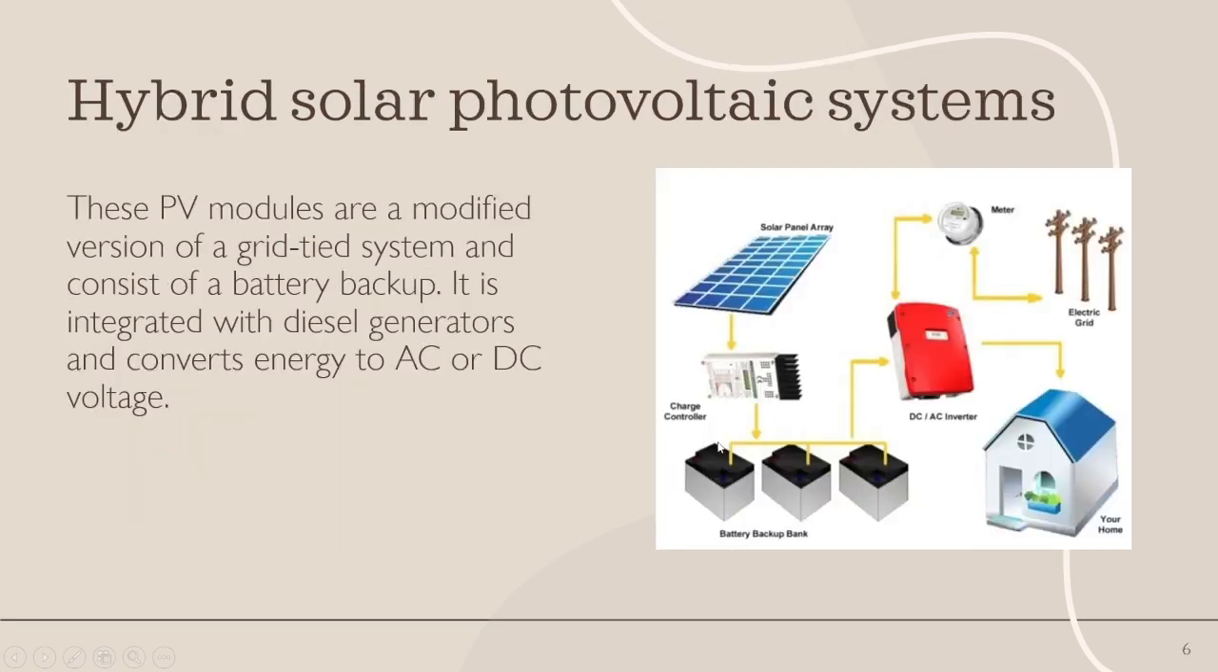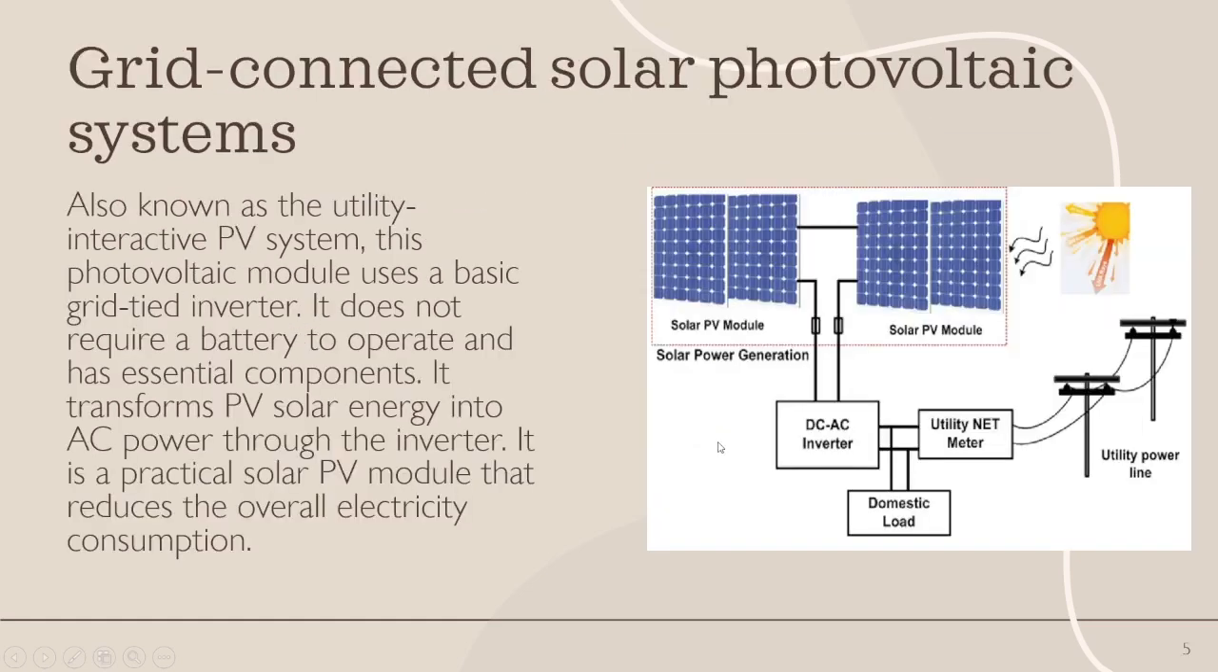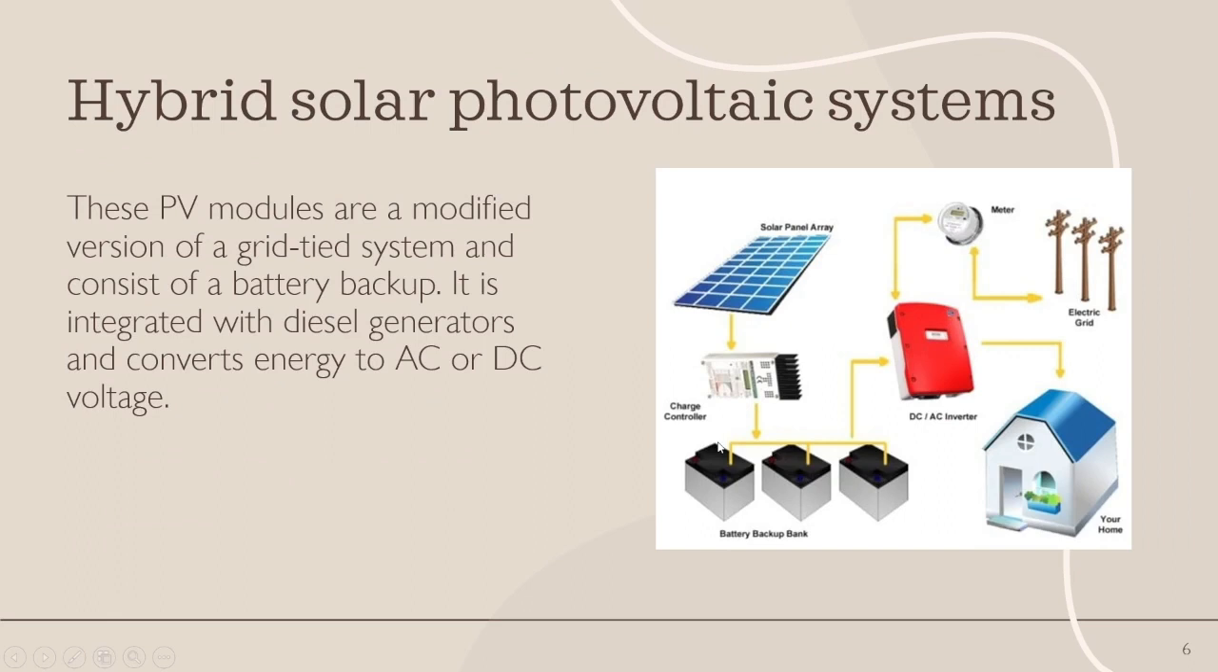Next we have the hybrid solar photovoltaic system. These PV modules are a modified version of a grid tied system and consist of a battery backup. It is integrated with diesel generators and converts energy to AC or DC voltage. So it is similar to the previous system, that is the grid connected solar system, except it has a battery backup bank. This battery stores the current from the solar panel when it's not in use, so it can be used later whenever it's required, even when it's not sunny. Basically, even at night time, you can use solar power which is stored in the battery.